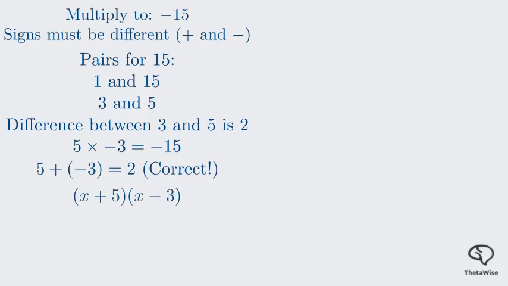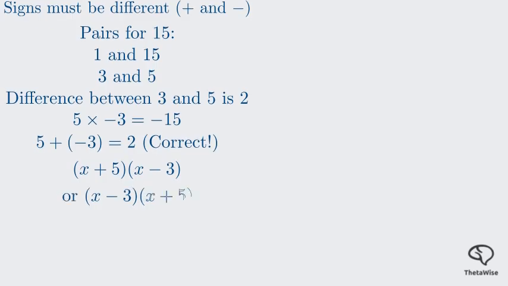Now we write out our brackets. We put x at the start, and then our numbers, plus 5 and minus 3. Remember, the order of the brackets doesn't matter, so writing x minus 3 times x plus 5 is also perfectly correct.